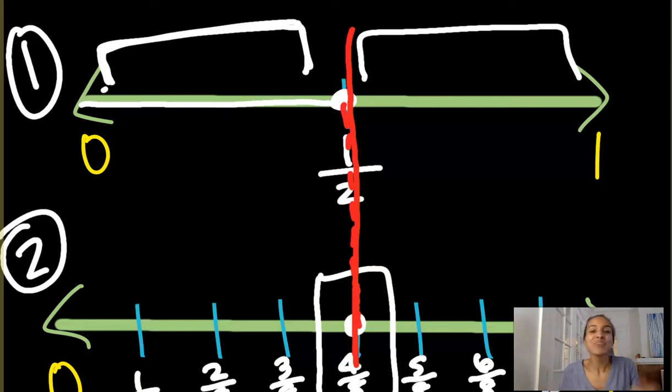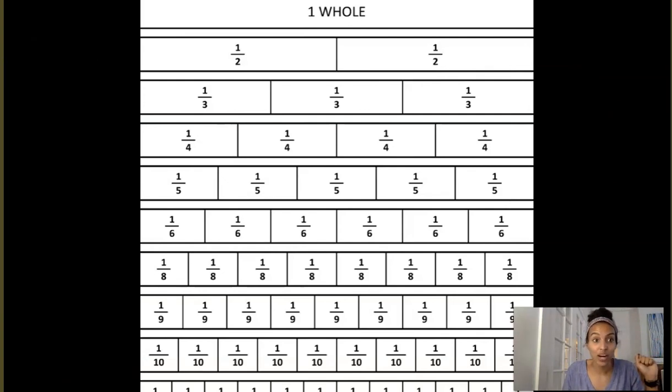There's another way you can determine which fractions are equivalent or equal, and that is by using what everyone calls fraction strips. This is probably the easiest way to do it if you have fraction strips at home, but not everyone does.